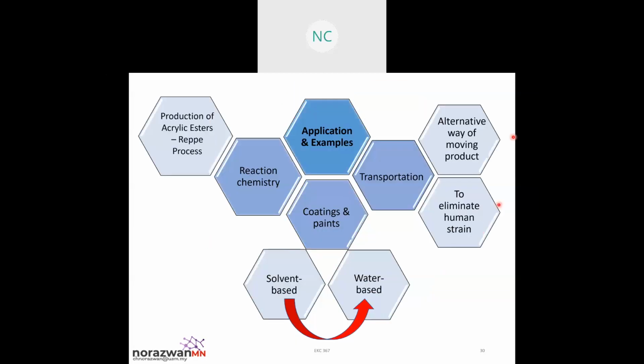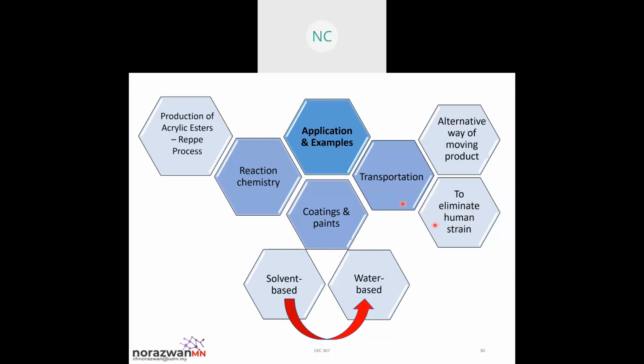This is an example of using substitution: how you can change from solvent base to water base, for example in coatings and paints. And how you can try to find an alternative way of moving product. For example, for transportation, instead of using lorries for transporting your material, maybe there is a pipeline to transfer this material.